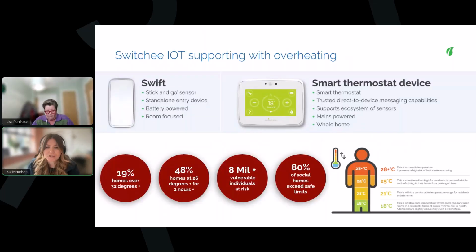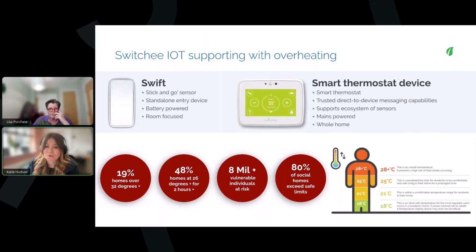We have two solutions that support social landlords, our Stick and Go Swift device and our legacy Switchee Smart Thermostat. With today's session focusing on protecting vulnerable residents using a data-led approach to overheating, I thought it'd be good to go through some overheating stats as well. During last summer, 19% of homes with a Switchee device experienced a Switchee-calculated feels-like temperature of over 32 degrees, which was actually a 110% increase from 2024 to 2025.